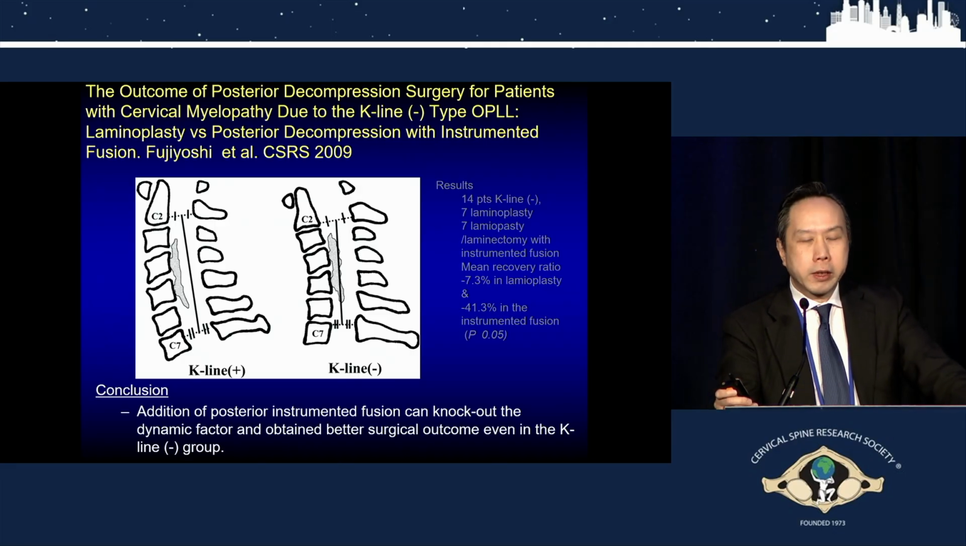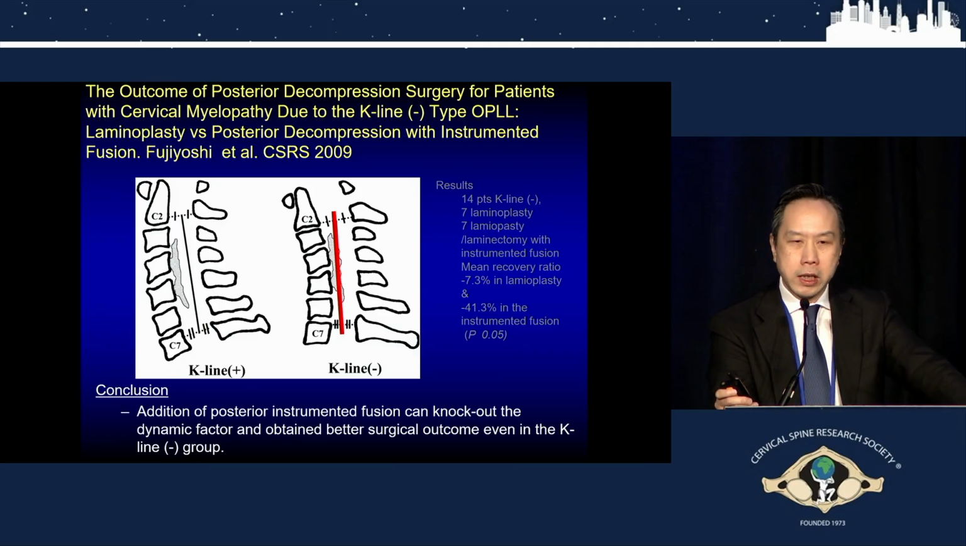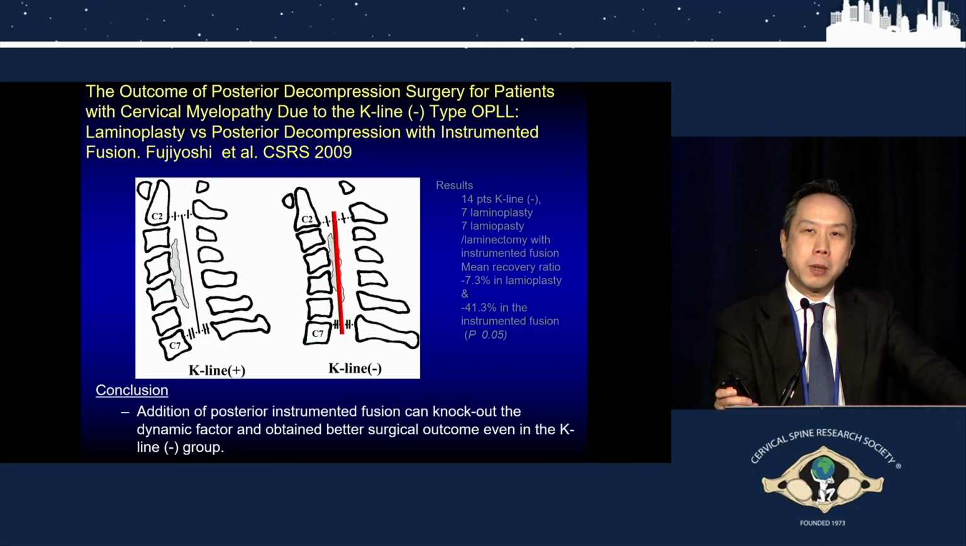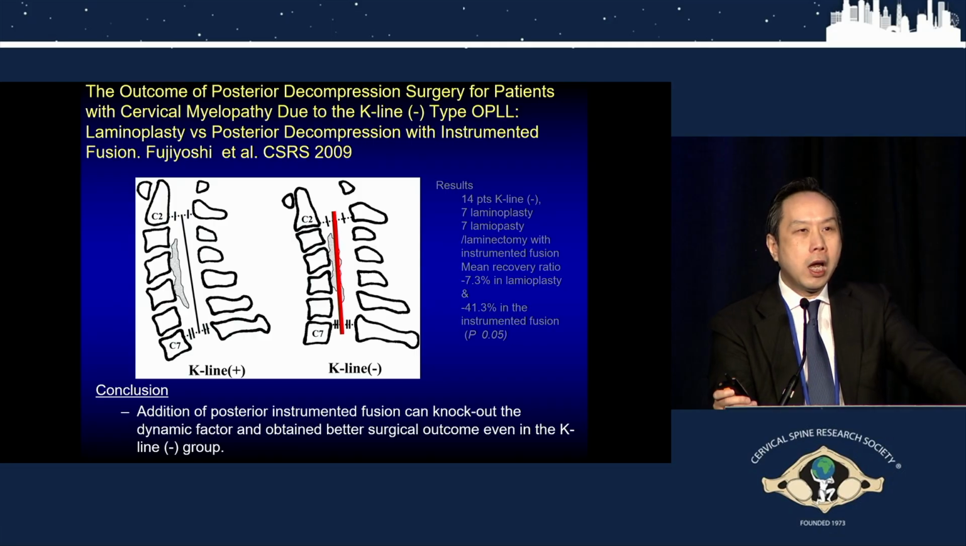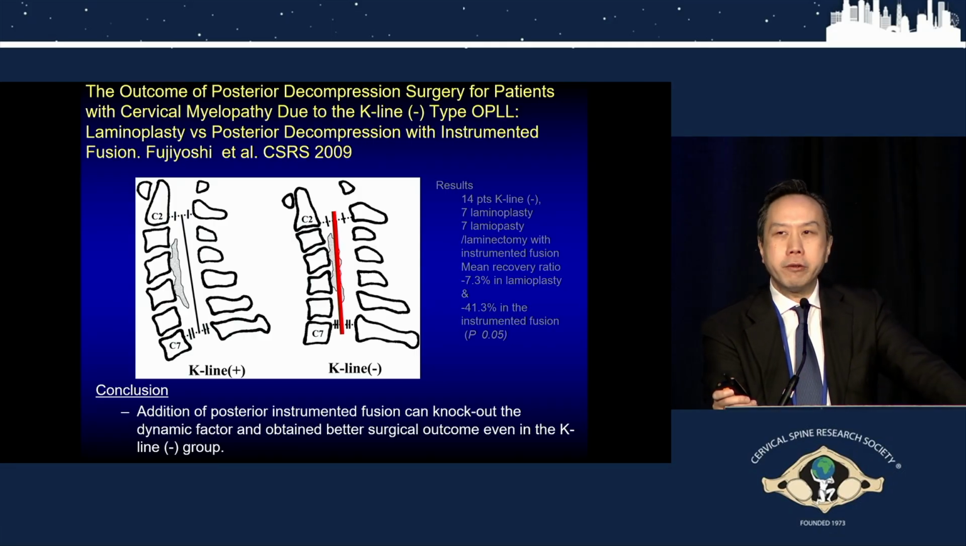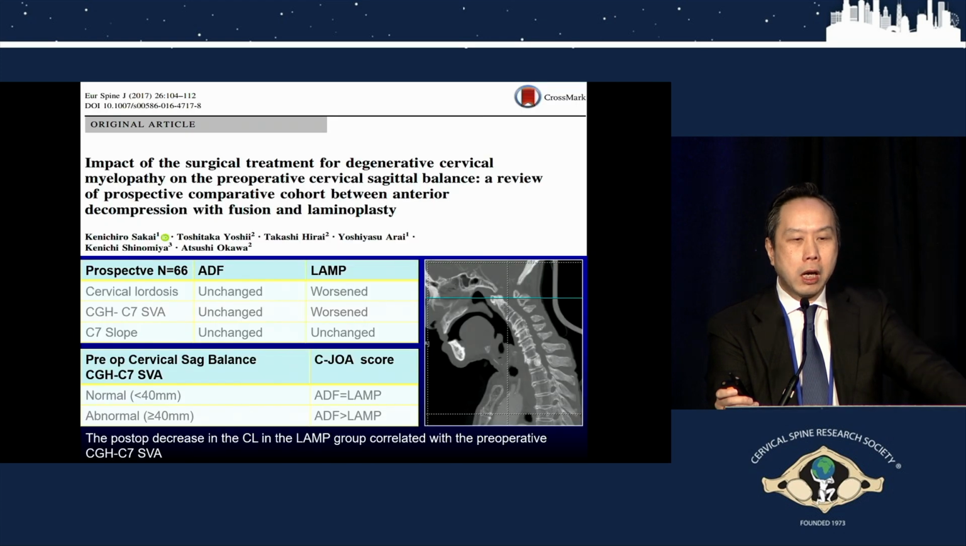We all know about the K-line. If there is a K-line negative lesion, the K-line being a line drawn from the center of the C2 canal to the center of the C7 canal, where the lesion passes behind it, you cannot do laminoplasty. It will fail. And for those, the authors have recommended that if you need to do a posterior approach, then you need to add fusion in order to eliminate the motion.